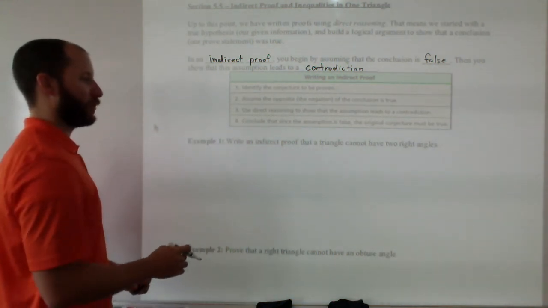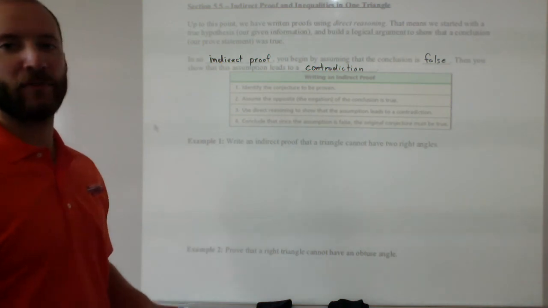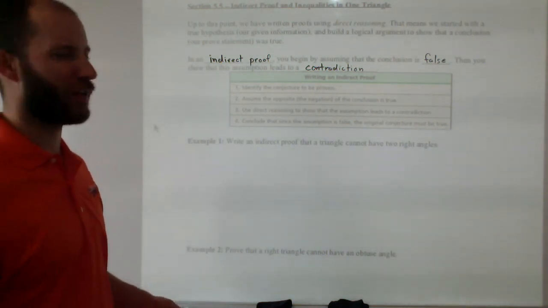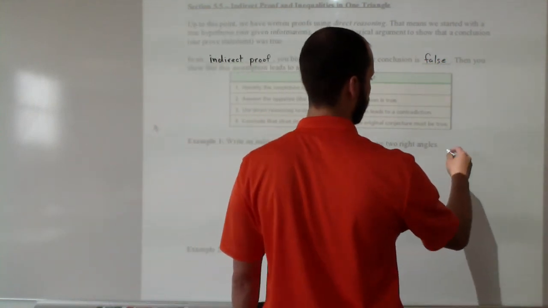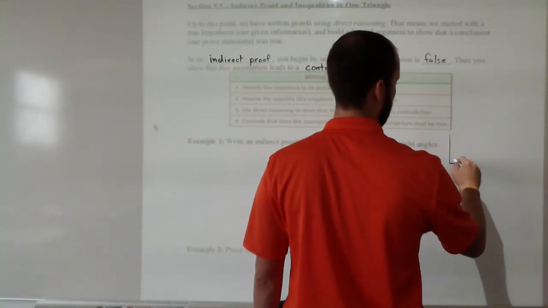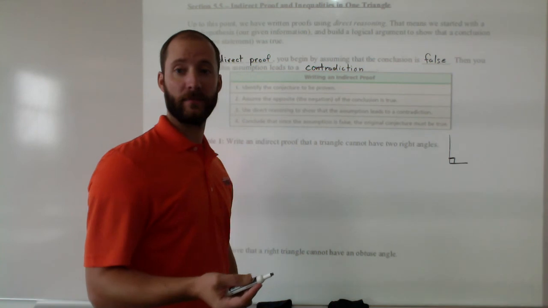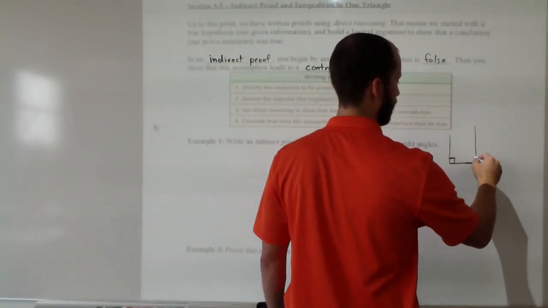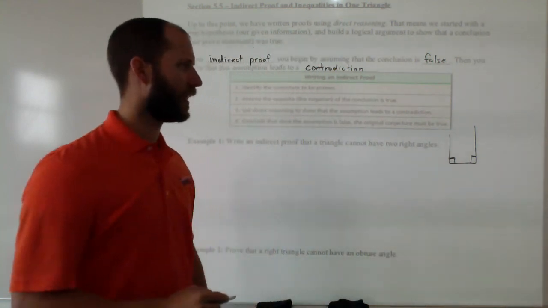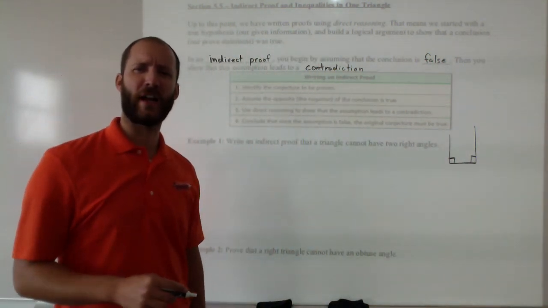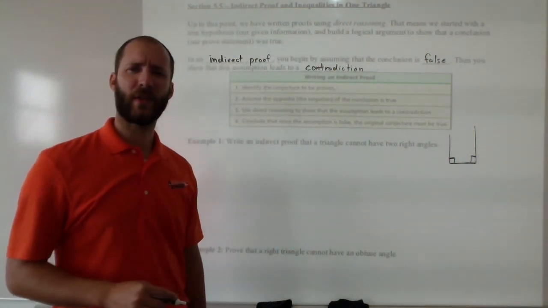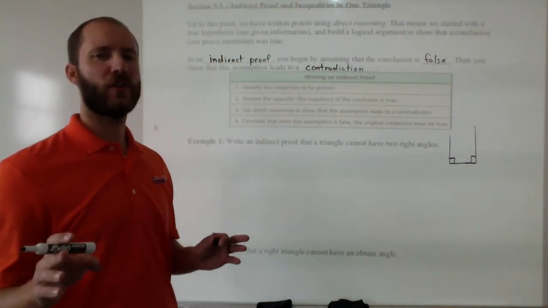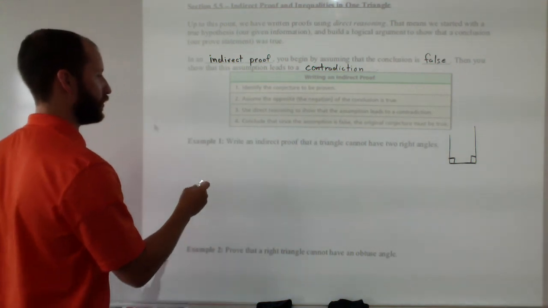Write an indirect proof that a triangle cannot have two right angles. So think about that. Think about a triangle that has two right angles. Well, there's a right angle. And here's a right angle. And how do you make that into a triangle? Okay? Doesn't really work. So let's show you how to do that as a proof.